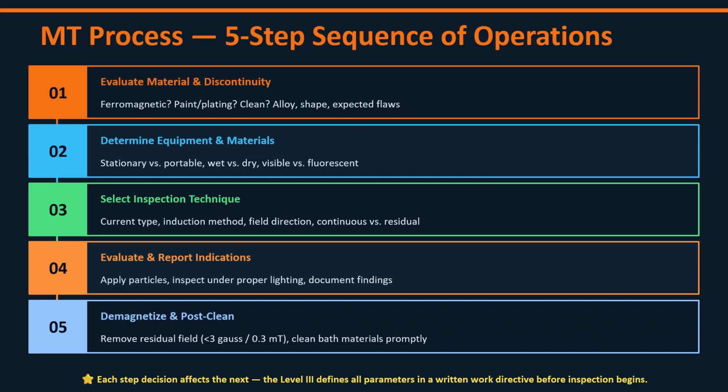In the field, do not start by switching on the machine. Start by asking, what material am I examining? What discontinuity am I looking for? Where is it likely to be? What field direction will reveal it? What current type and particle system are required? What process checks must be completed? That sequence turns MT from a simple hands-on activity into a controlled non-destructive examination process.